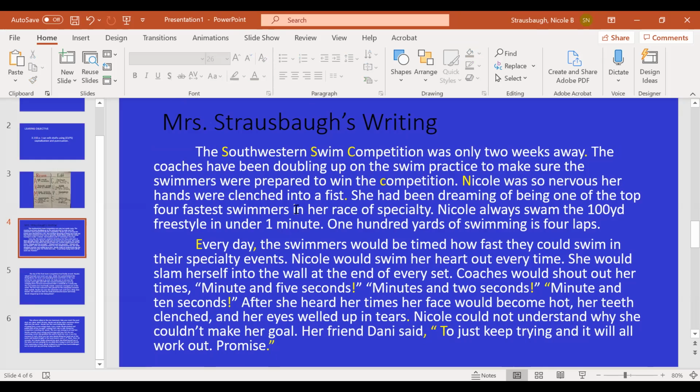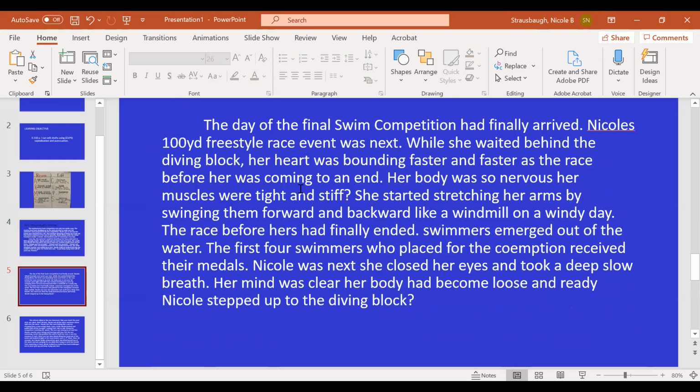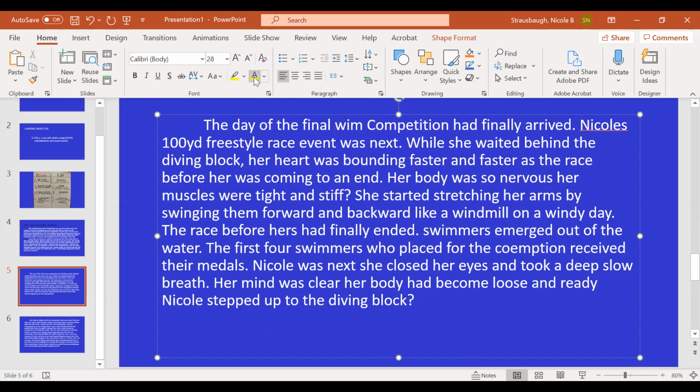So, boys and girls, the beginning part, we've added a few corrections here. Okay. But we're not at the end of our writing, are we? No. So, now going to the middle part. All right. The day of the final swim competition had finally arrived. Oh, well, is it the Southwestern or is this just a general swim competition? Because the name of the Southwestern is not part of this, this needs to be a lowercase s and c. Okay.